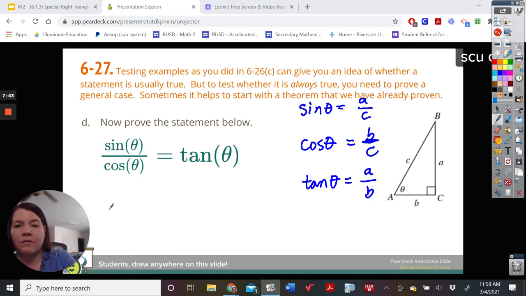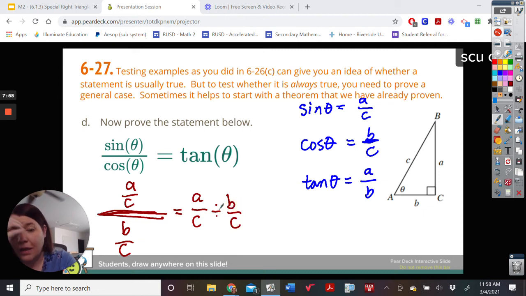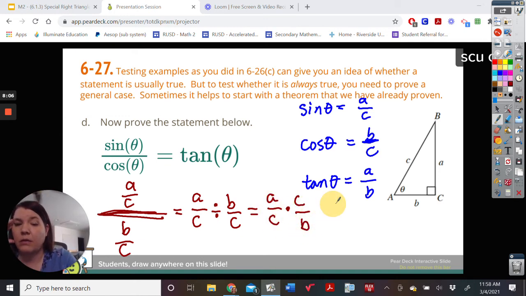And when I divide by a fraction, I really multiply by the reciprocal. So A over C is multiplied by C over B. So then I end up with A times C over C times B. The C's cancel out because C divided by C is 1. And so A over B, which happens to be tangent. So yeah, that's true.